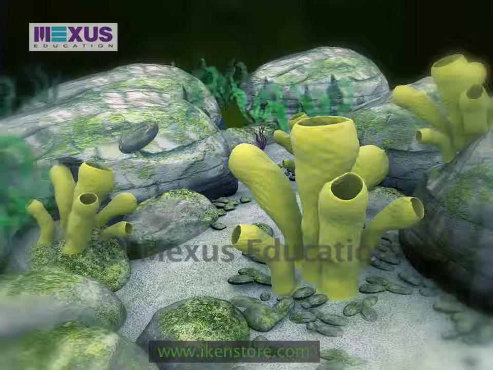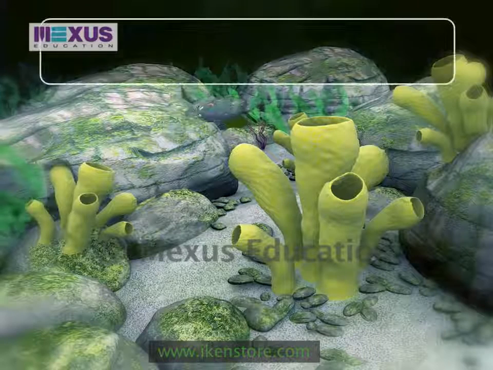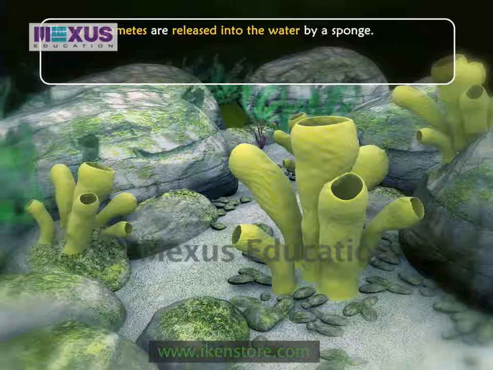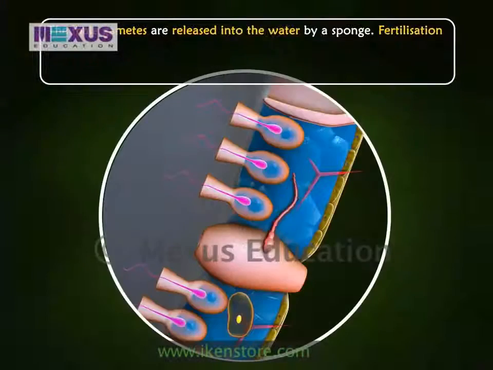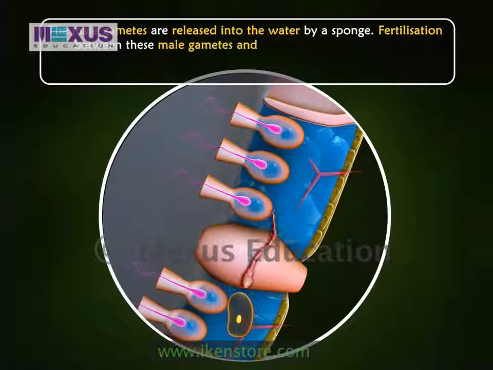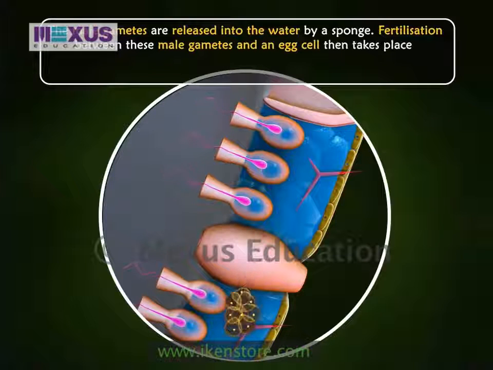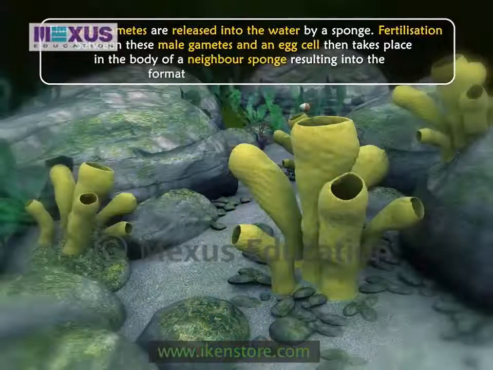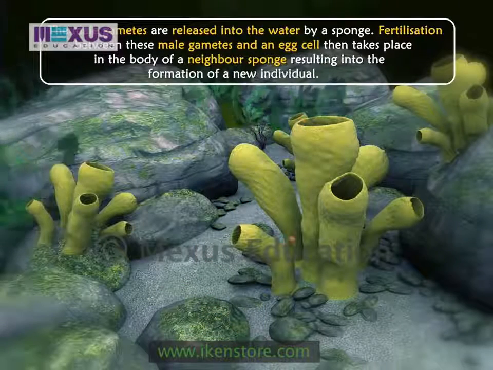Sponges can also reproduce sexually. The male gametes are released into the water by a sponge. Fertilization between these male gametes and an egg cell then takes place in the body of a neighbor sponge, resulting in the formation of a new individual.